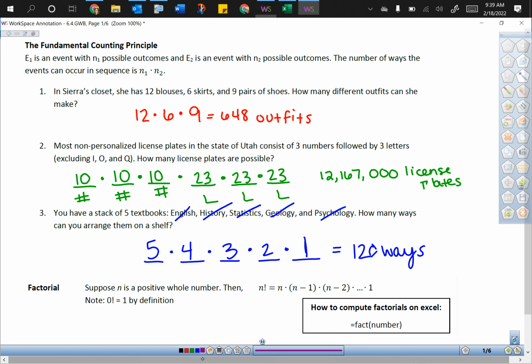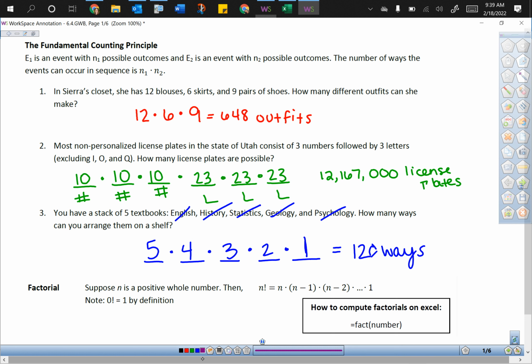Now, that actually leads me to the next thing we're going to learn about, which is called factorial. This, 5 times 4 times 3 times 2 times 1, is another word for saying factorial. Factorial is when you take a number and you multiply it by the following smaller numbers all the way down to 1. So if it was 3 factorial, it'd be 3 times 2 times 1. If it was 10 factorial, it'd be 10 times 9 times 8 times 7, all the way down to times 1. Does that make sense?